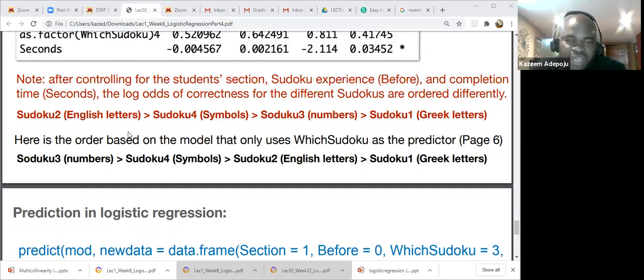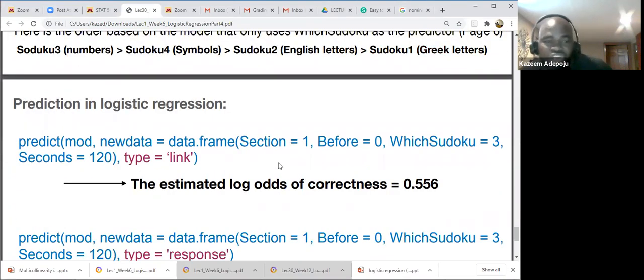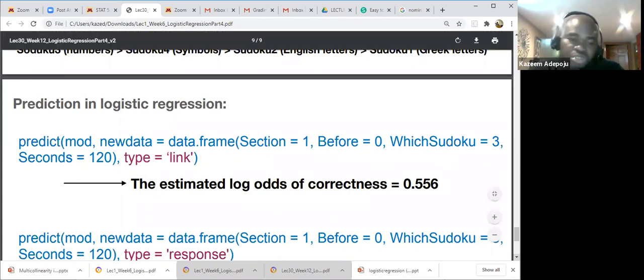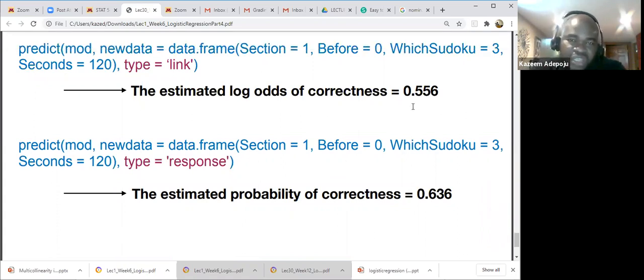Okay, so like I said, do you know we can predict a new data point? If I have somebody coming from section 1, and this person doesn't have knowledge of the game, and then played Sudoku game 3, and completed the game in 120 seconds, did you know that we can predict the estimated log of correctness? And not only that, we can also predict the estimated probability of correctness. So you can see the estimated log of correctness is not necessarily the same as the estimated probability of correctness. I think you can see that now.